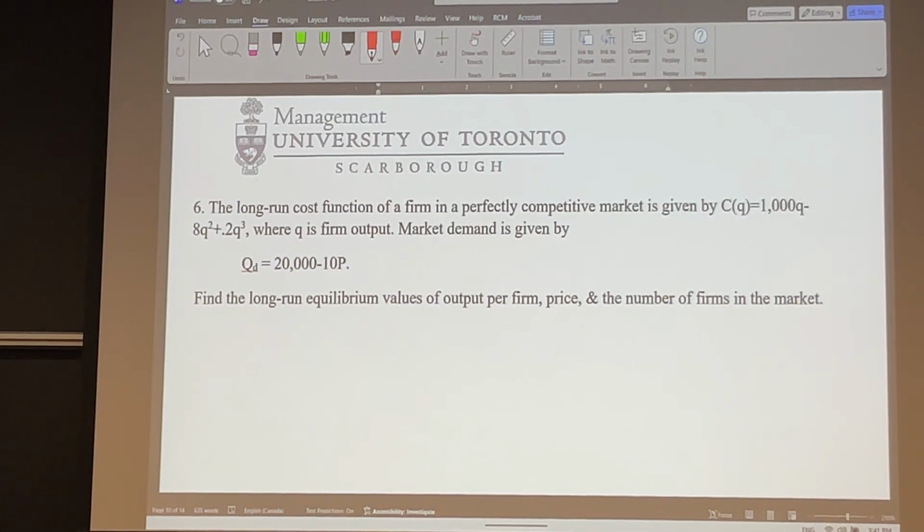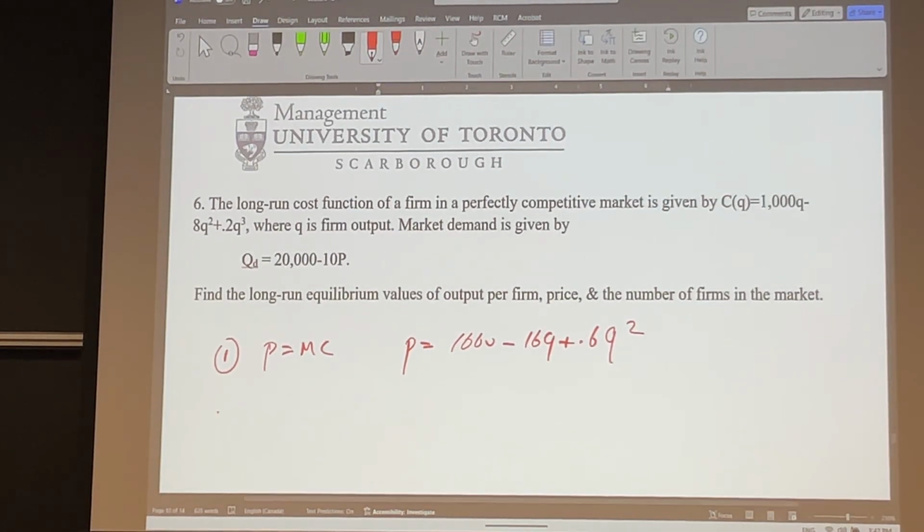In the long run equilibrium, firms maximize their profit. That's the way they maximize their profit. That will give you this one. That's what the firms are doing. They're operating on their marginal cost.